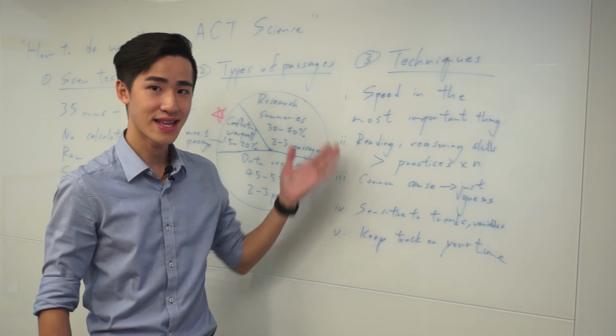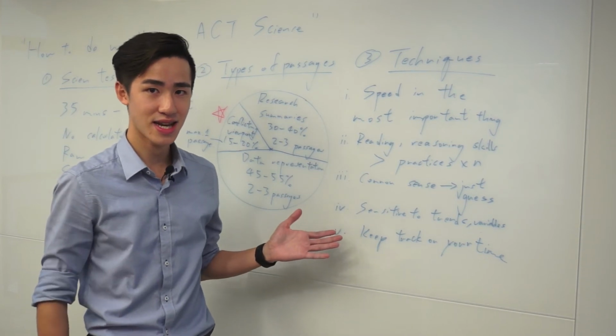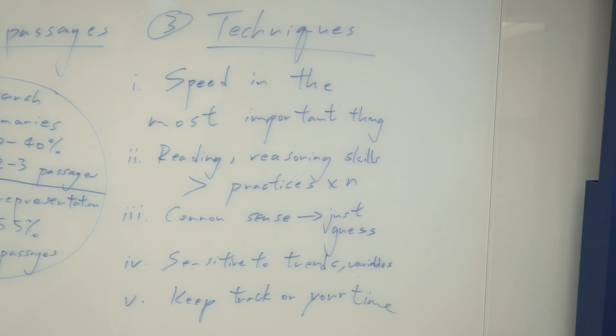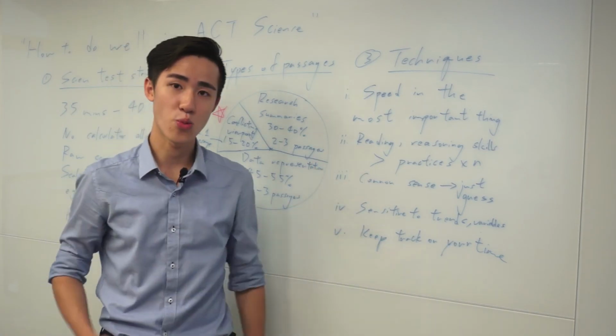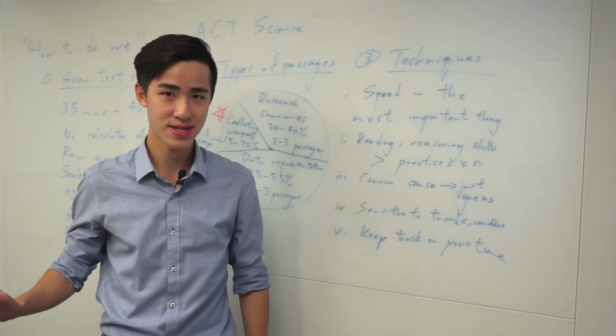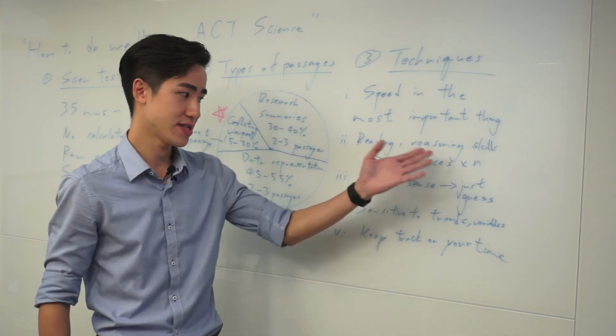Next, we will talk about the techniques for doing well in the ACT Science test. The first one that you need to bear in mind is that speed is the most important thing in our ACT Science test, because it is a reading and reasoning skills test, so even if you practice many times, it won't improve your score much if you lack these skills.